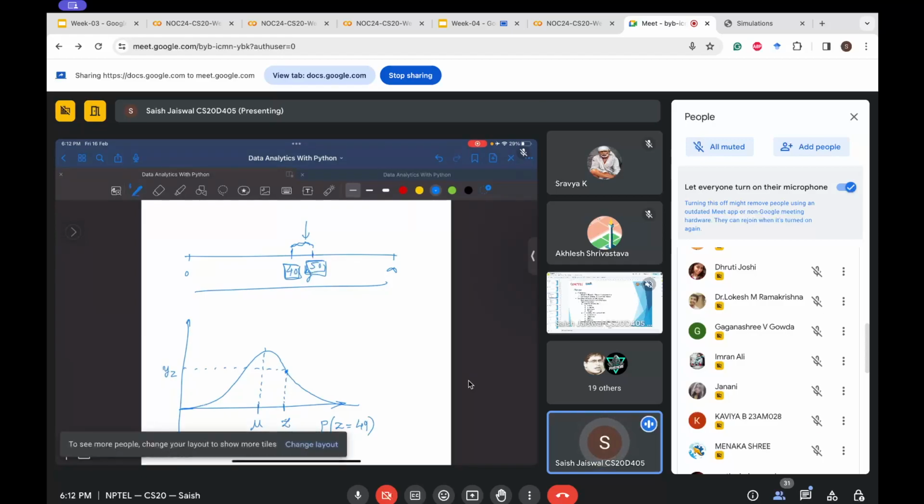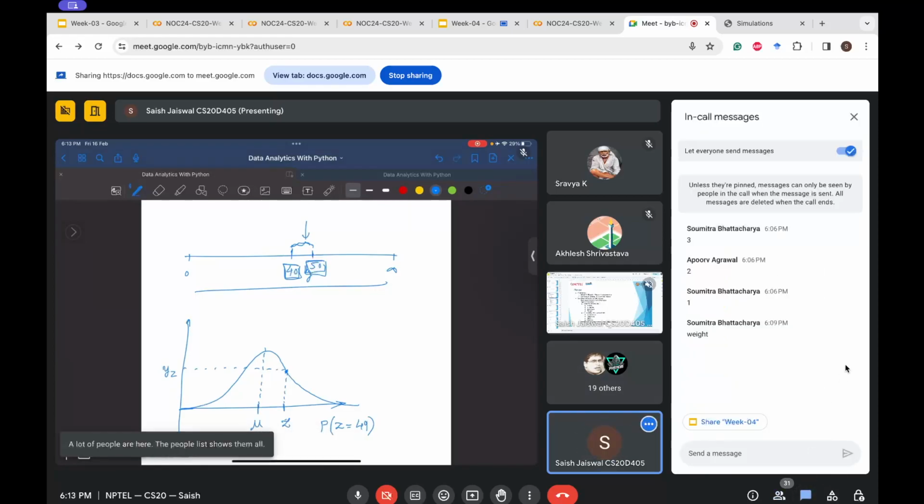And the nature of the distribution is continuous. Please think over it. Since it is continuous, there are infinite number of points. So will the probability of z being equal to 49 be yz? So this is z over here, and it has a value of yz on the curve. Anyone?